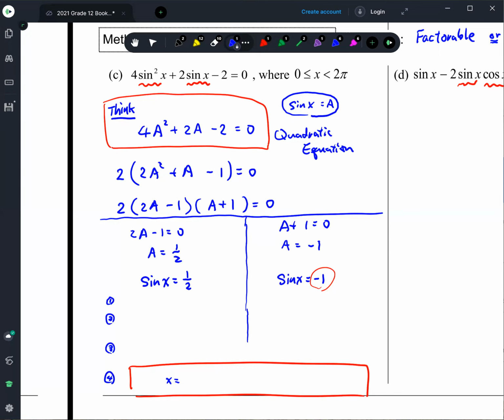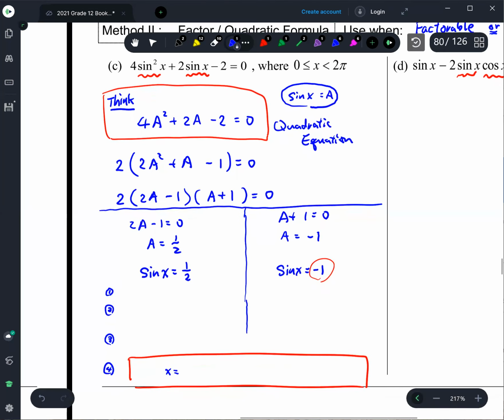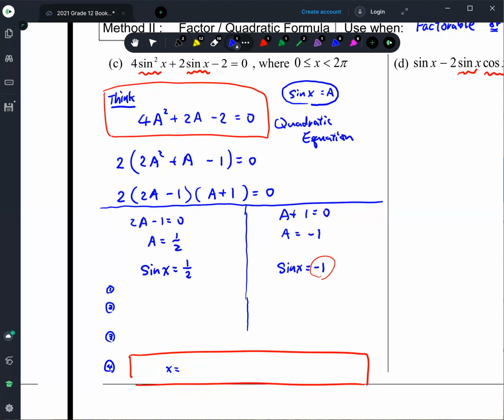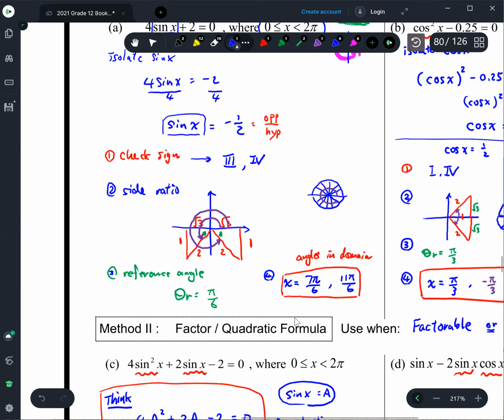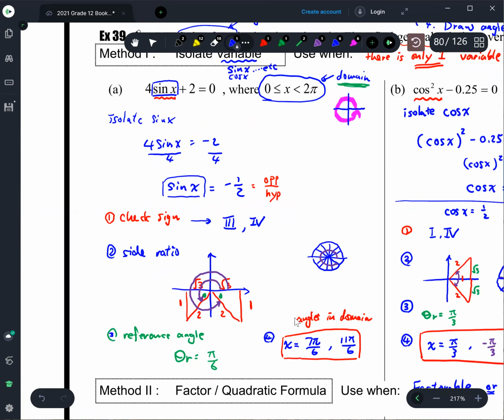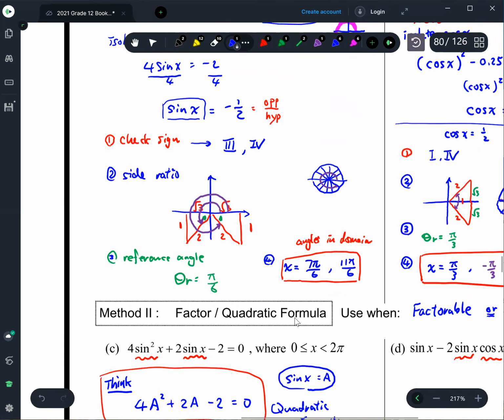Okay, we only have one person done. Should have enough time for it. Sine x equal half. Right, it's kind of similar to question A, right? Question A has negative half. This is positive half.